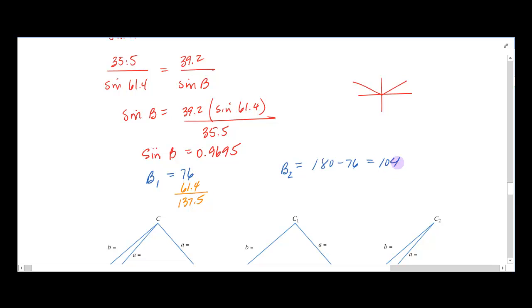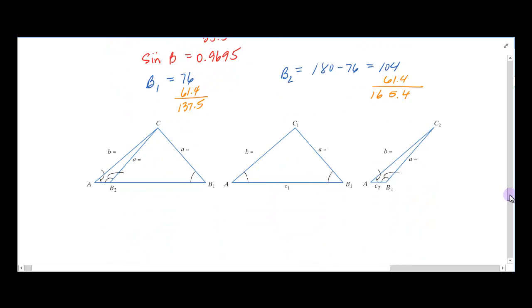Does that hold true over here for 104? So let's add our angle A to that, 61.4. And when we do, we end up with 165.4. So in other words, I'm still less than 180, and I've still got some room for angle C. So both of these angles work for my triangle. So we need to account for that information when we're solving. So let's see. I have some pictures down here that might help show what it is that we're looking at.